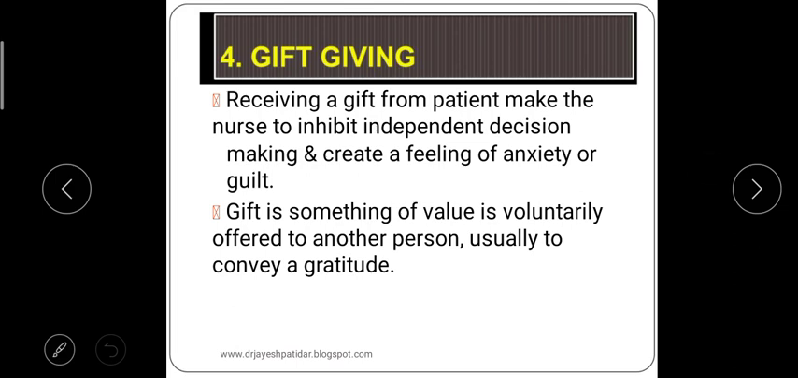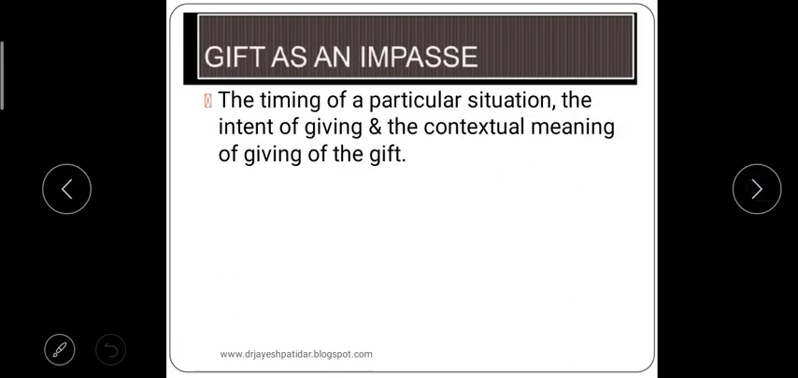Next one is gift giving. Here it is about the things that the nurse can receive from the patient. If the nurse is receiving any gift from the patient, what will happen? It will inhibit independent decision making and create a feeling of anxiety or guilt. So that is one more impasse.